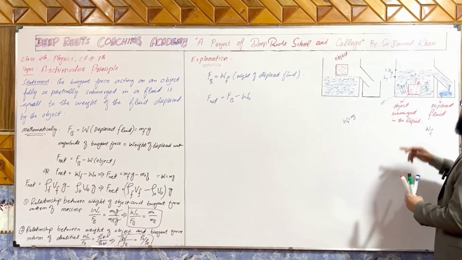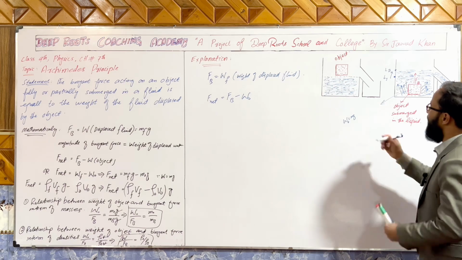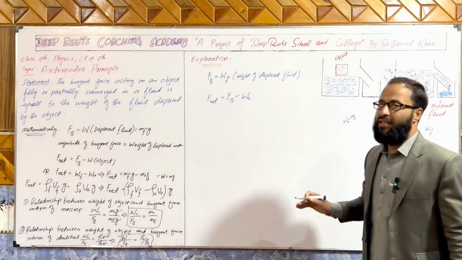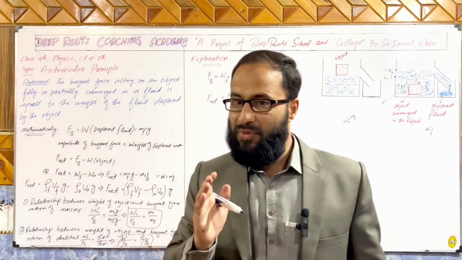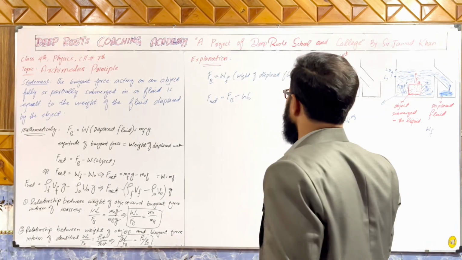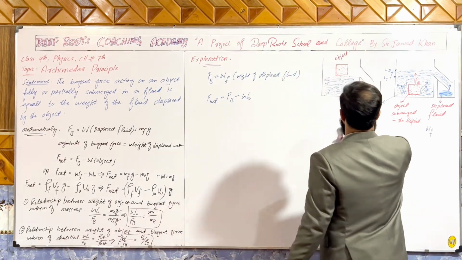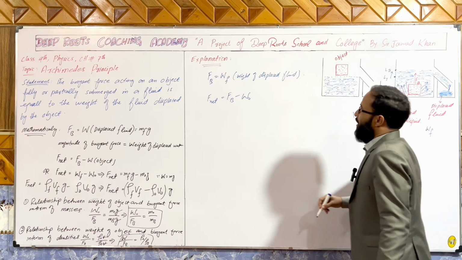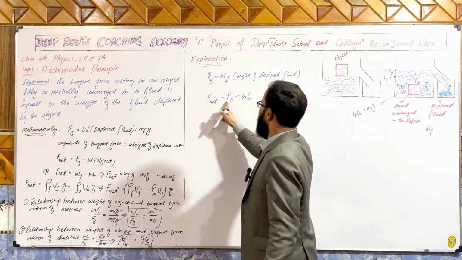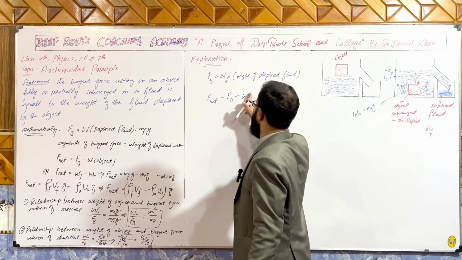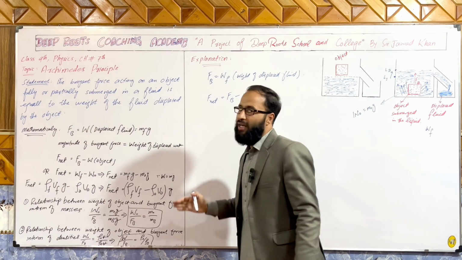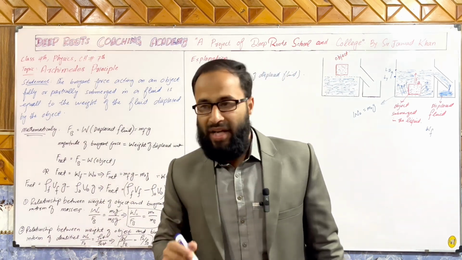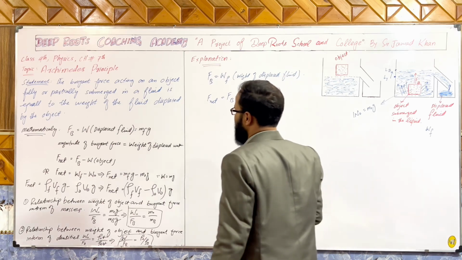So if we subtract the weight of the object from the buoyant force, then the remaining force will be called the net force. So W_O is equal to m_O g. Here, from the buoyant force the weight of the object will be subtracted, so we will get the net force on the object.